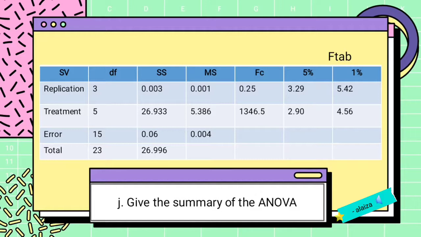And the FC of treatment is equal to 5.386 divided by 0.004, which equals 1,346.5. In our F-tab, in the replication, for 5% it is 3.29 and for 1% it is 5.42. In our treatment, for 5% it is 2.90, and for 1% it is 4.56.